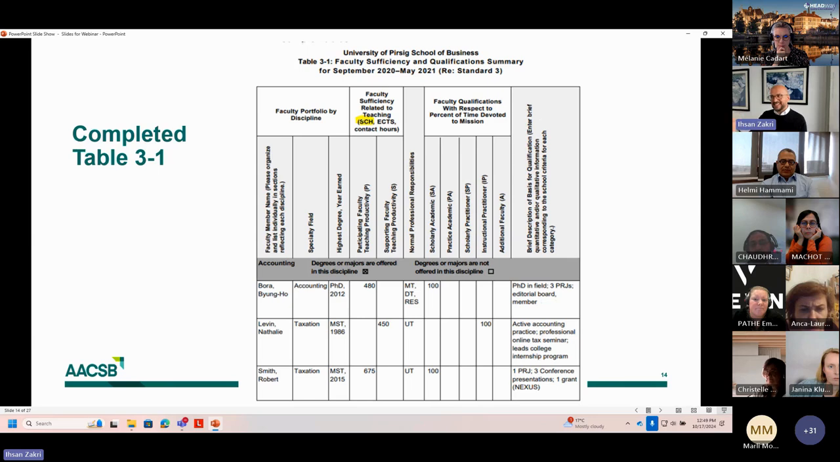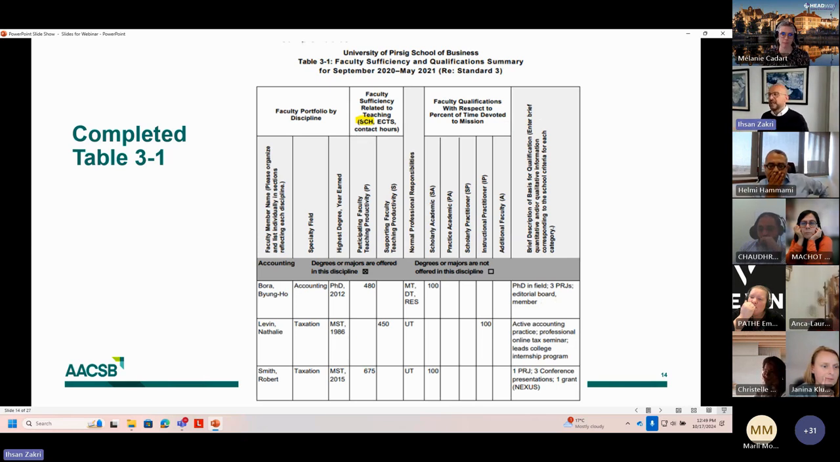As you can see, there is a start and a finish for the year. So on top, always complete the year. This is from September 2020 to May 2021. We know when it started and when it ended. We are looking at the disciplines. The first one that we're looking at here is accounting.